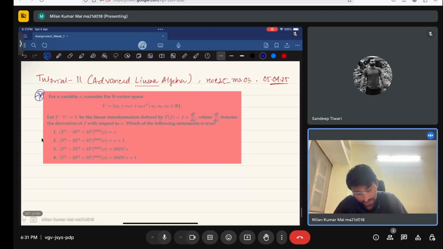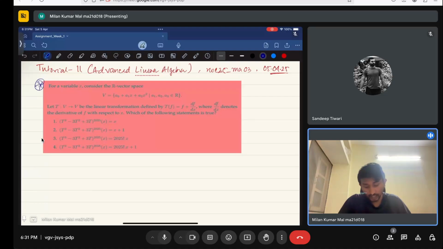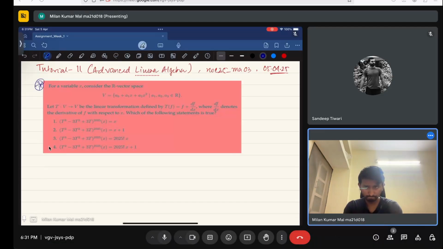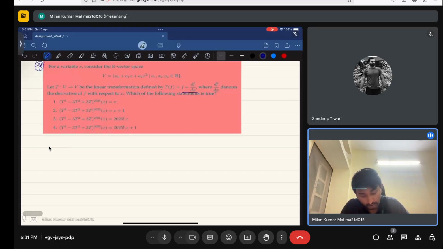So what it says: for a variable x, consider the real vector space V equals a0 plus a1 x plus a2 x square, that is, the vector space of polynomials of degree less than or equal to 2. So that must be a vector space of dimension 3. Let T be a linear transformation from V to V given by T of f equals f plus df/dx, where df/dx denotes the derivative of f with respect to x.